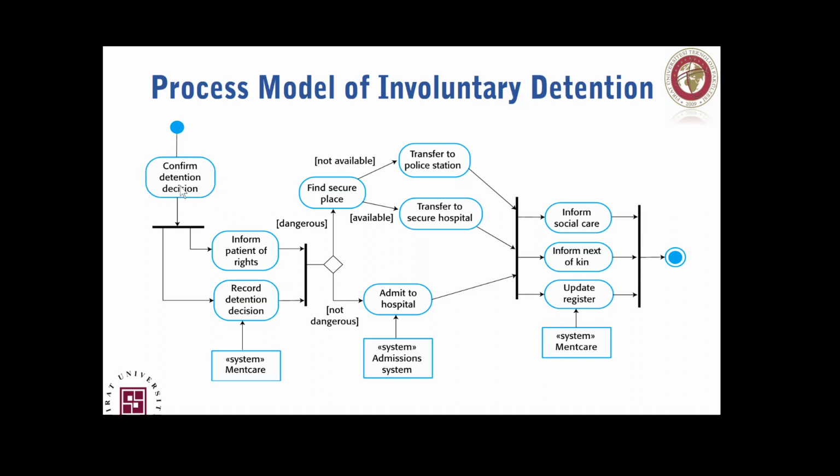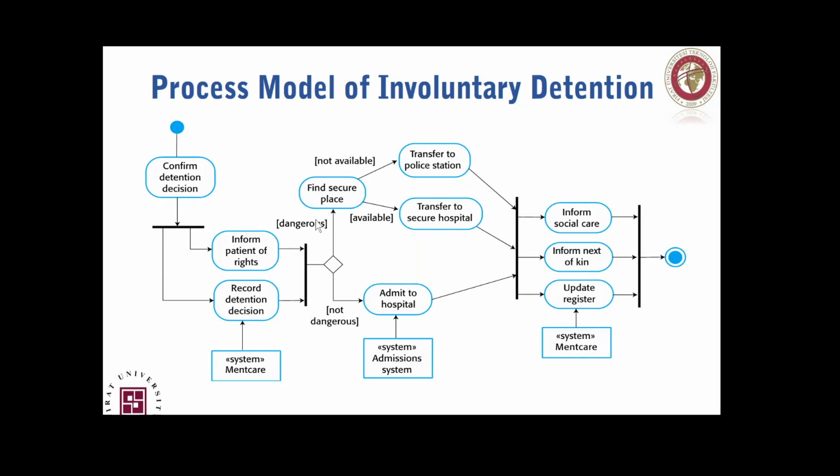So, confirm detention decision. While confirming this detention decision, we may have two processes at the same time, and they should be achieved in parallel. We inform the patient of rights, and we have a record of the detention decision, which we provide specifically from the system. Once they are done, we check if the patient is dangerous or not. So we have a conditional statement here telling us if the patient is dangerous or not.